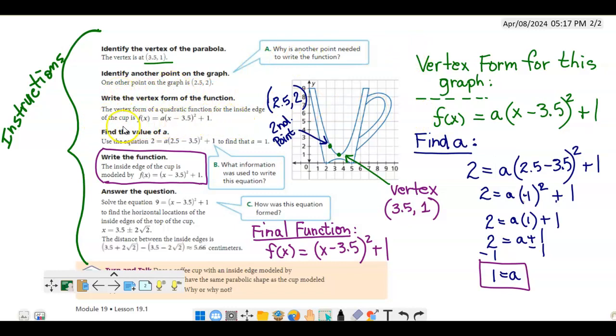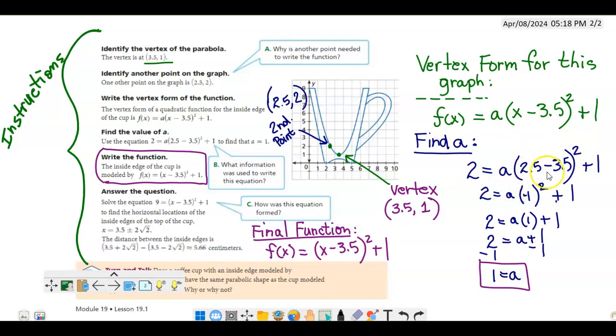That's the next instruction. So I wrote it over here in a pretty green color, just so that you could take a look at what it looks like. Okay? So we know in vertex form what the vertex is. So we have almost every blank filled in our formula. But what we never know is the value of A. So we have to solve for A. All right? And the way we do that is by using the second point.